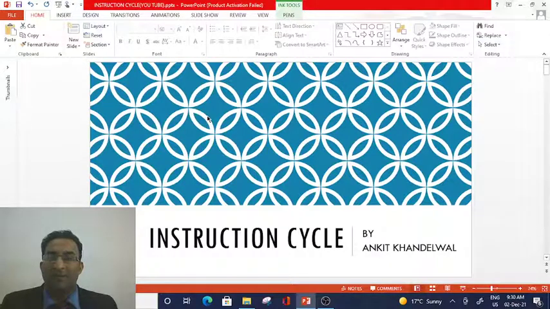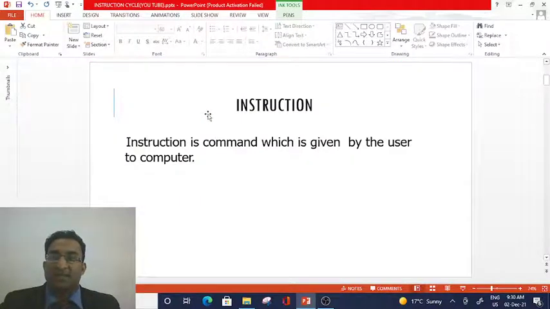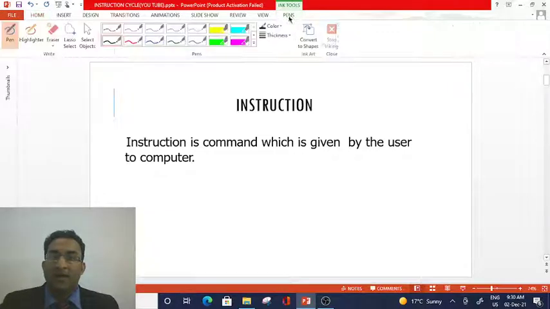Myself Ankit Khandelwal, today brings a new topic on computer organization and architecture, that is about instruction cycle. So now, what is instruction? So instruction is a command which is given by the user to the computer. For example, move R1, R2.